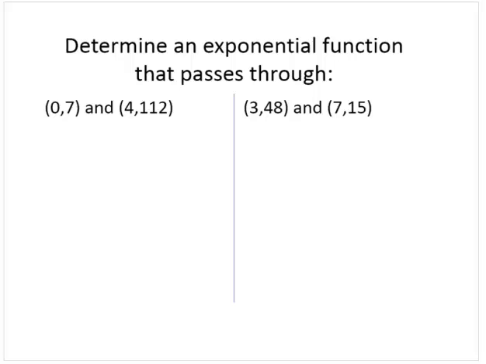Determine an exponential function that passes through (0, 7) and (4, 112). So let's assume that we're going to use a function of the form f(x) = c times a to the x. If it passes through (0, 7), that means when x is 0, the output is 7. So then 7 would equal c times a to the 0. Well, a to the 0 is 1, and so c equals 7.